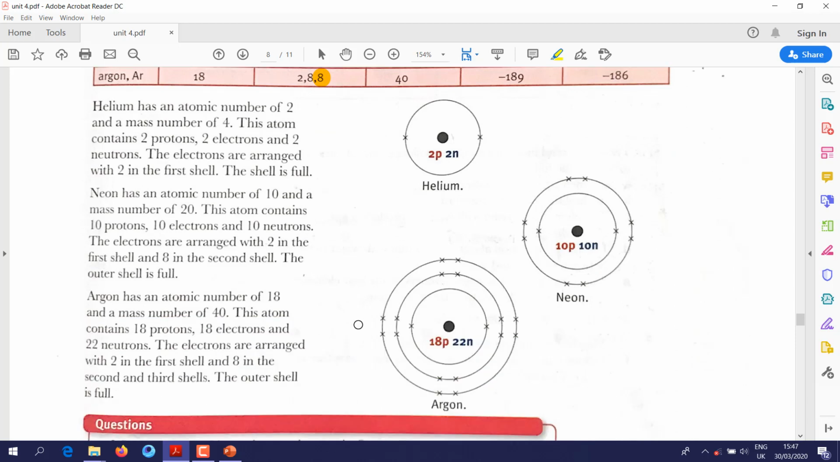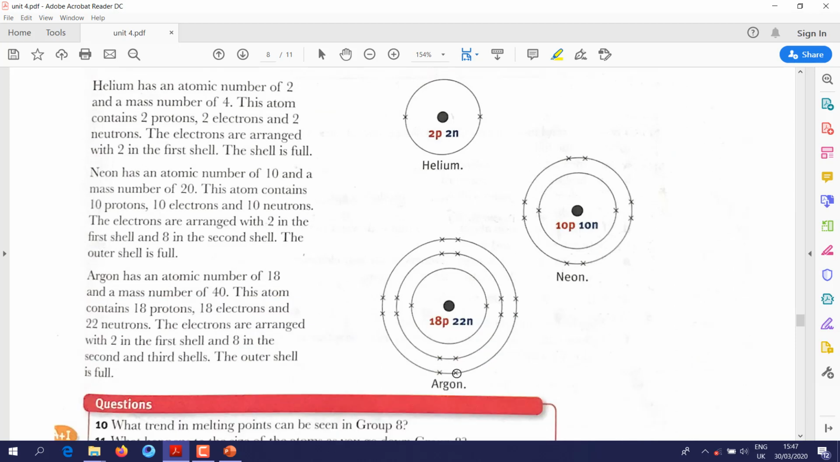And here are some drawings. If you count the electrons in the outer shell: 1, 2, 3, 4, 5, 6, 7, 8, and so on for every one.